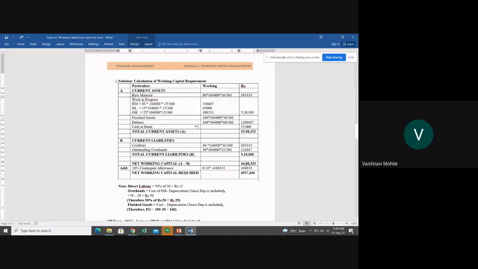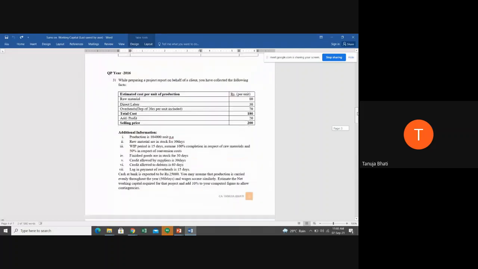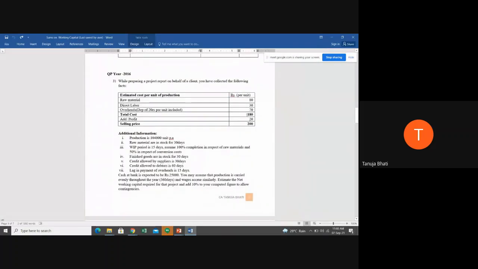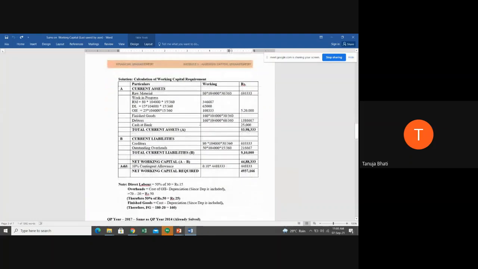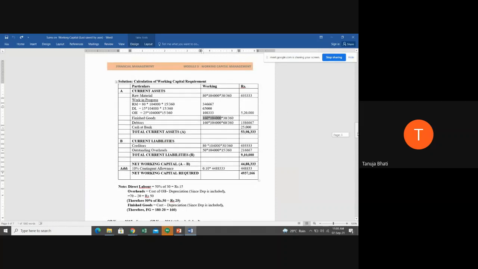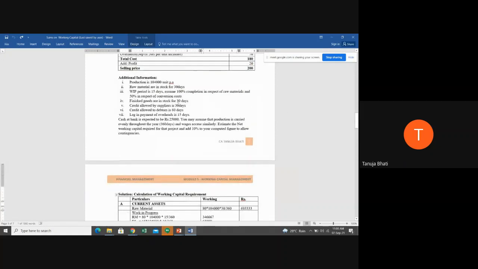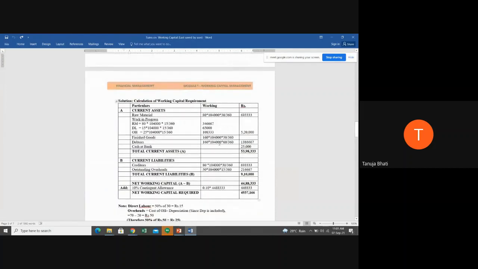Okay, next, finished goods. Finished goods is always to be taken at cost, correct? Now, in this cost, depreciation is included. So first you have to minus the depreciation. So 180 minus 20 rupees, that is 160 rupees. So 160 into 1,04,000, and finished goods, the period is given as 30 days. Therefore, into 30 divided by 360, you get the amount of finished goods.